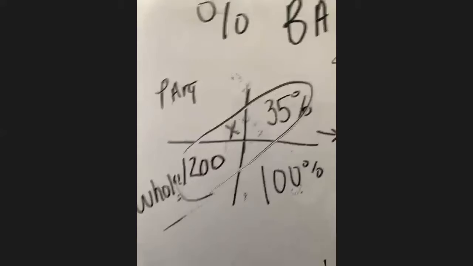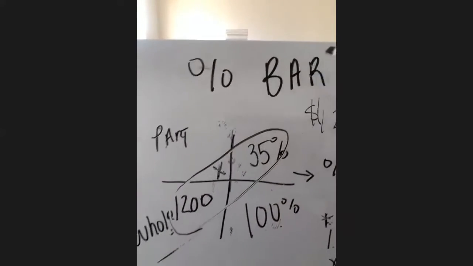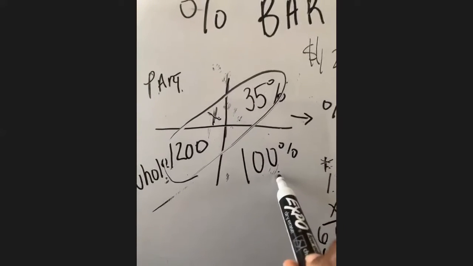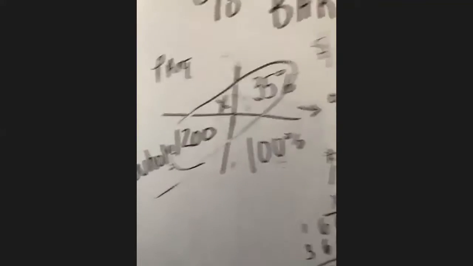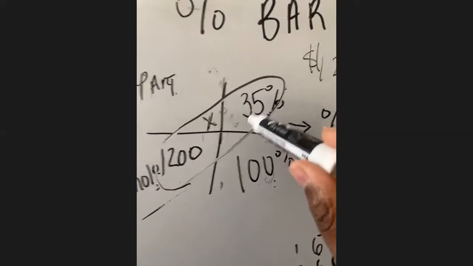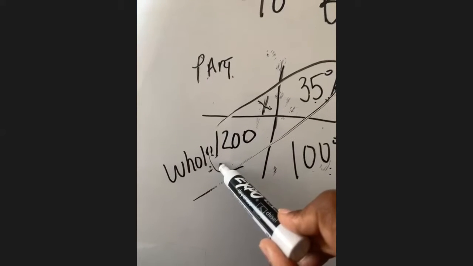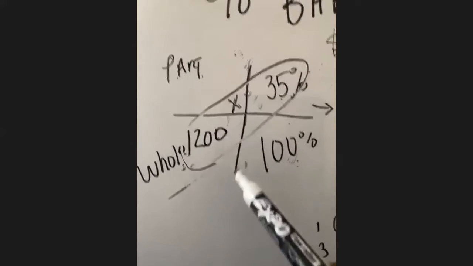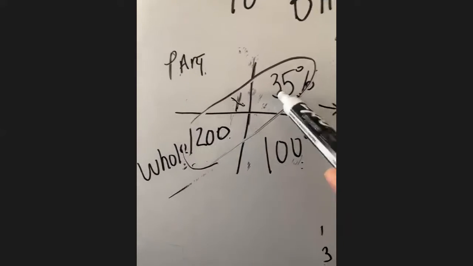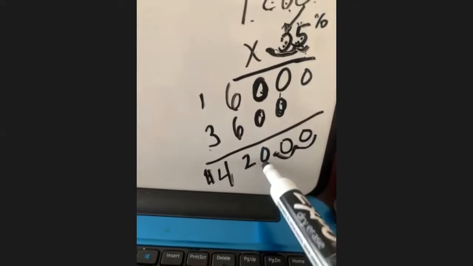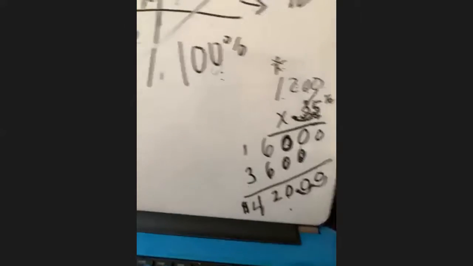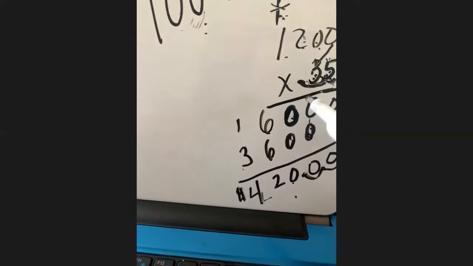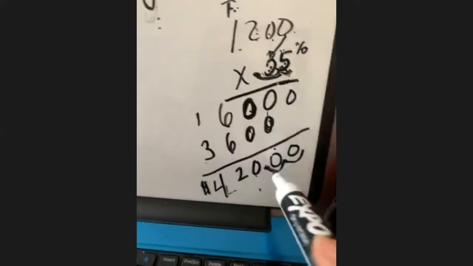So let's look at it again. You got a percent bar, okay? It has a part, percent, whole, and then a percent whole. And what we were trying to figure out is what is 35% of $1,200. So what we did was we inserted the information in the percent bar. We took 1,200 times 35, which gave us 420. You know what we did here? We kind of skipped the step. So we took this times this and got 420.